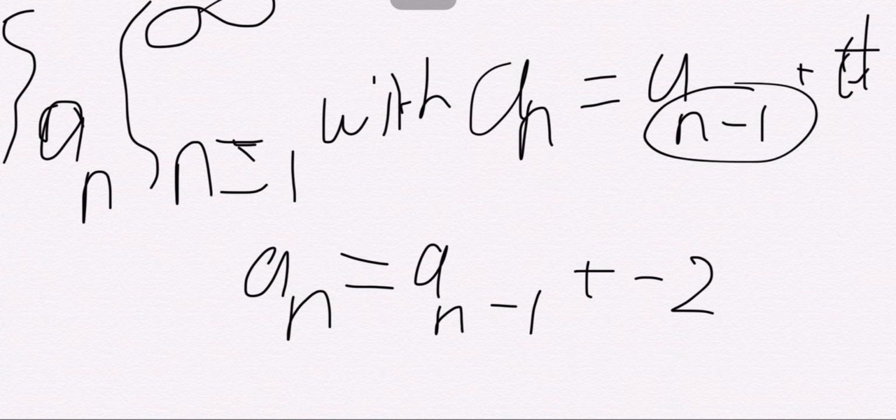So we went over the recursive and explicit ways of representing arithmetic sequences and their features, the common difference and the initial value. And that's it for me explaining this lesson. Thank you for listening.